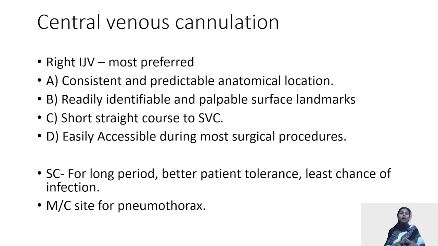But when we talk about the complications, IJV, internal jugular vein, could be cumbersome for the patients. So if you want an ICU central cannulation or a cannulation for very long periods with least chances of infections, that is your subclavian. But subclavian cannulation has the maximum risk of pneumothorax.